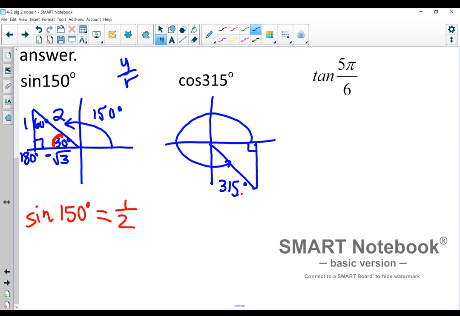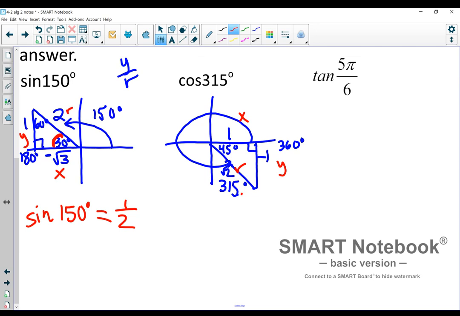If this is 315 and this is 360, between those two would be a 45-degree angle in my triangle. So it's a 45, 45, 90, which means 1, 1, square root of 2. And because this vertical side is down, it'll be a negative. So I have my x and my y and my r sides. Maybe we should label the other one, x, y, r.